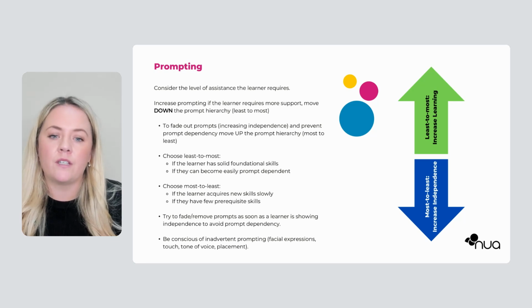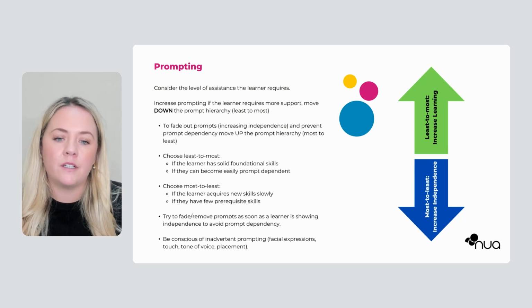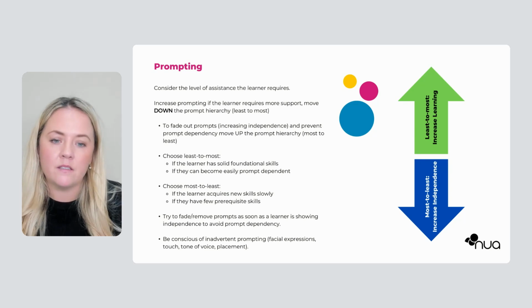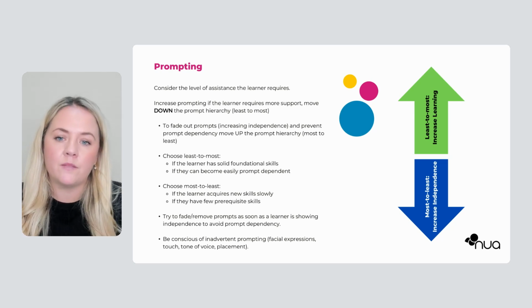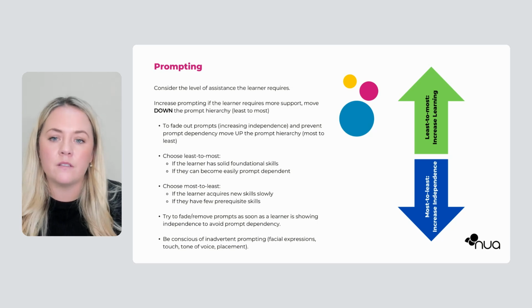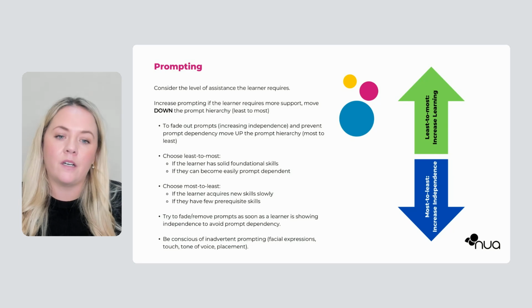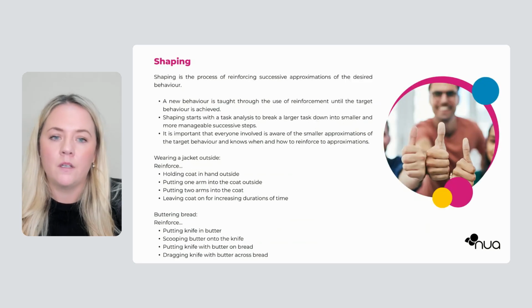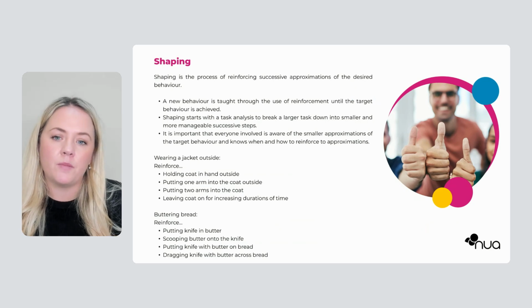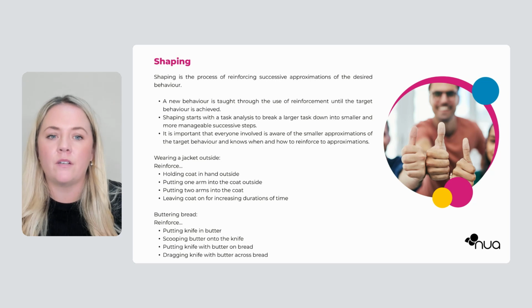So again, we're always trying to fade or remove prompts as soon as a learner is showing any kind of independence to avoid prompt dependency. And we want to also try and be conscious of inadvertent prompting. So things like using our facial expressions, our tone of voice, and so on and so forth can inadvertently become prompts that the person becomes dependent on over time. So, shaping, I suppose, is similar enough to behavior chaining, and it's the process of reinforcing successive approximations of the desired behavior over time.